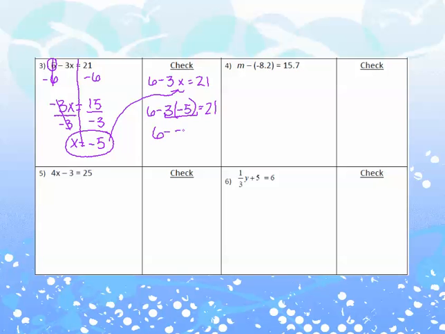So I have 6 minus negative 15 should equal 21. Minus minus here will turn to a plus. And 6 plus 15 does give me 21. So I got it right.